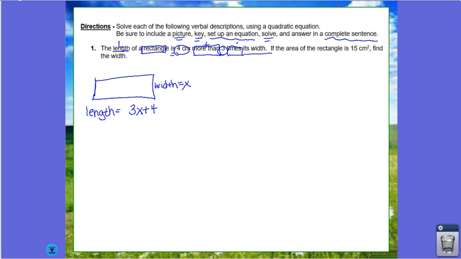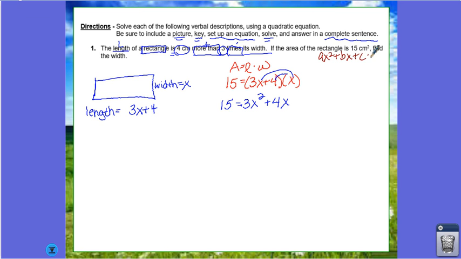Different problem though. Here we have area equals length times width. We have 15 equals 3x plus 4 times x. If I distribute, I end up with 15 equals 3x squared plus 4x. This is getting close to standard form. So let's subtract 15 over.